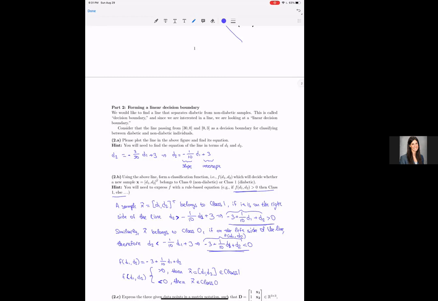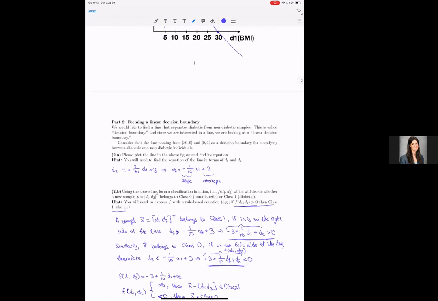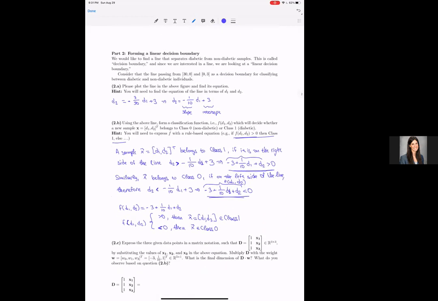So that was question 2b. Basically, we formed a decision boundary. The decision boundary was actually being informed by our training data, x1, x2, and x3. And it was formed such that whatever is on the left side of the decision boundary belongs to one class, in this case, class 0, and whatever is on the right side belongs to class 1. Based on this decision boundary, we further got a classification function, this function f of d1, d2.